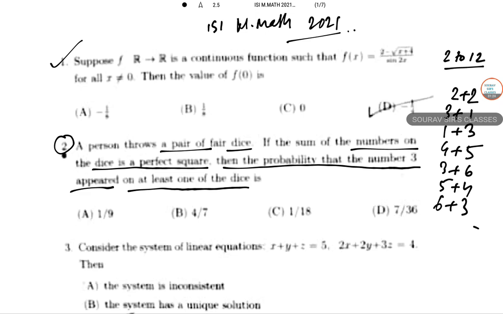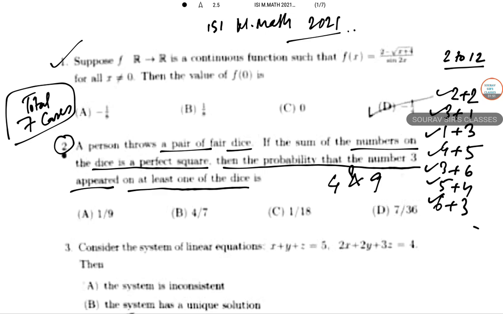So the only perfect squares that can appear are 4 and 9. 4 appears in 3 cases, 1, 2, 3, and 9 appears in these 4 cases. So the perfect square appears in total 7 cases.